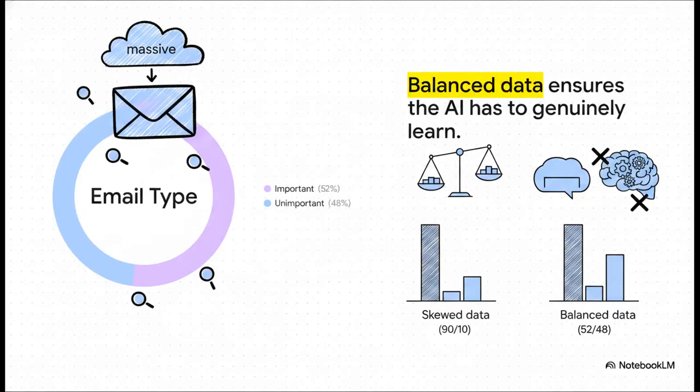Now, before they could test any models, they had to make sure their data was fair. They analyzed exactly 15,090 emails and proved their dataset was perfectly balanced. As we can see, 52% were deemed important and 48% were unimportant. This near-even split is absolutely vital. Think about it. If the data was skewed, say 90% important, the AI would just lazily guess important every single time and look artificially smart. Having balanced data guarantees the AI genuinely has to learn the difference.